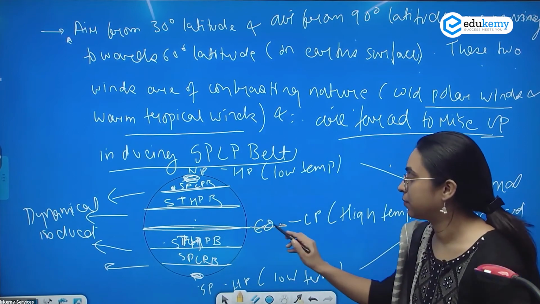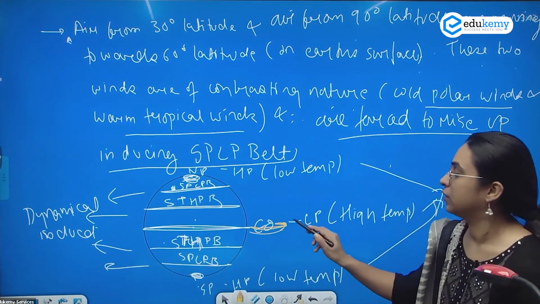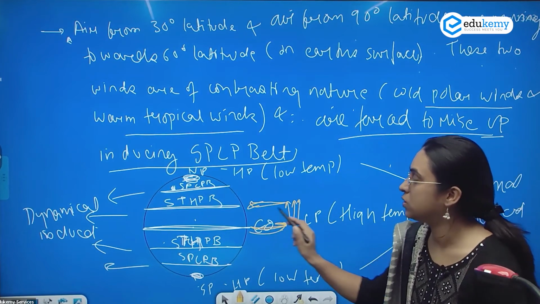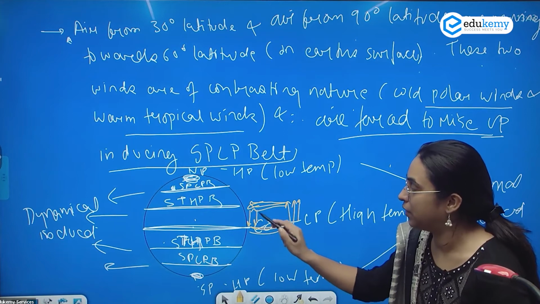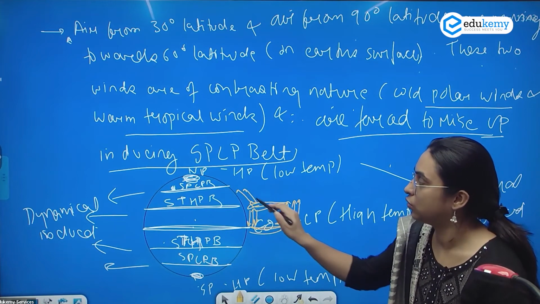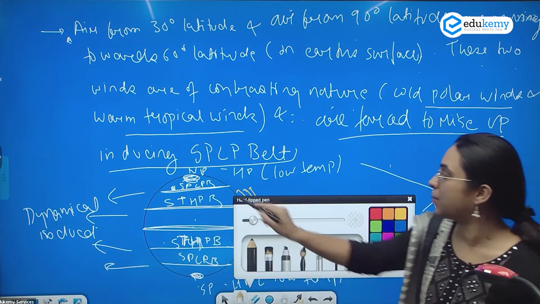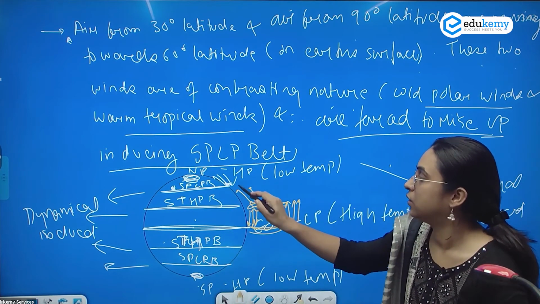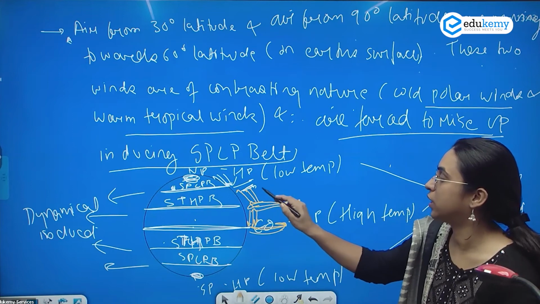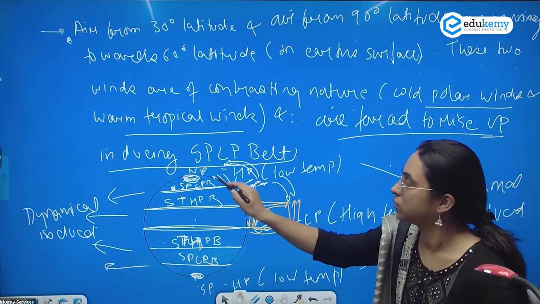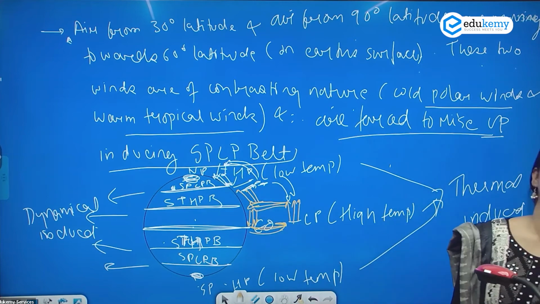And what is happening? Air is rising. The air is moving along the tropopause. The air cools, sinks, completes one cell. Yahan se wind is coming, cold winds, and they are forced to rise up. And then again, they complete the cell.